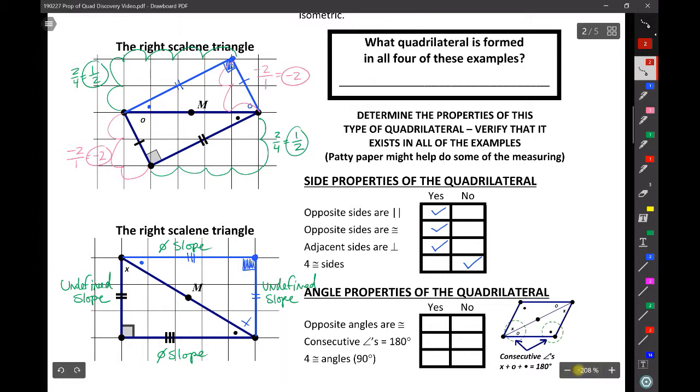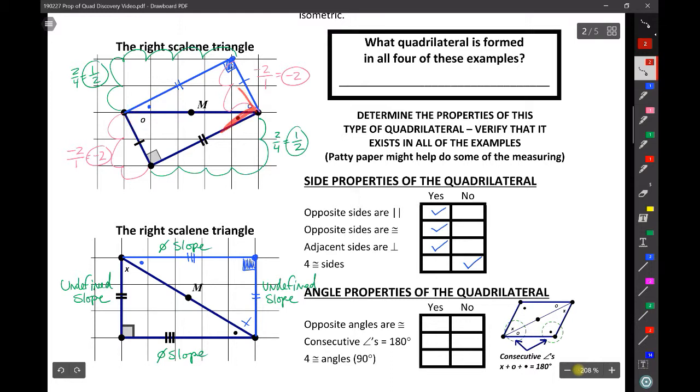Opposite sides are congruent. That's pretty easy to tell from the congruency marks. Adjacent sides are perpendicular. You should be able to see adjacent, again, when we talked about those are the 2 sides that share a corner. So these 2 sides are perpendicular. These 2 sides are perpendicular because you can clearly see the 90-degree angles. And then if you just use your patty paper to measure, you'll see that this also is 90 degrees.